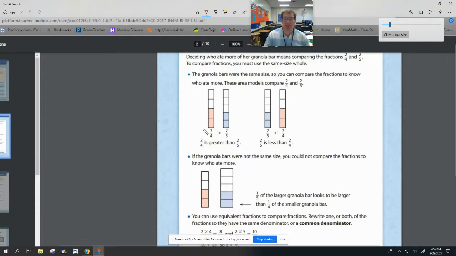So granola bars are the same size. 2/4 is greater than 2/5. 2/5 is less than 2/4. You read these signs going left to right, just like you're reading words. So if I'm reading this left to right and I come to the opening, it means it's going to be greater than. If I'm reading and it comes to the point first, it's going to be less than. Okay.